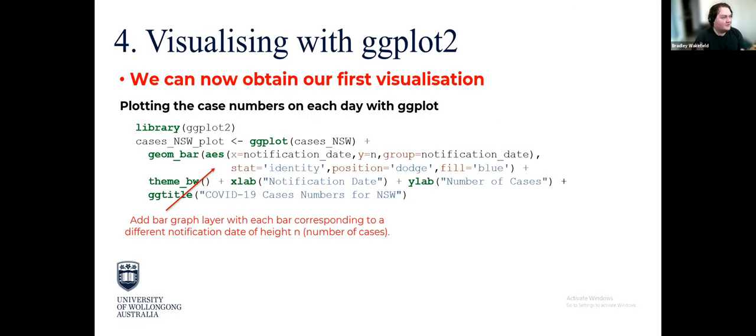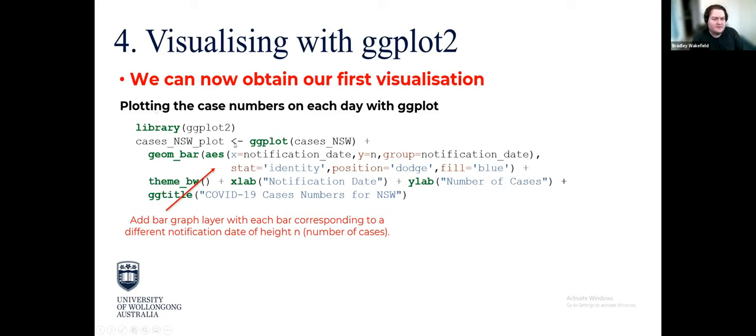So we've now got our data sorted. We can obtain our first visualization. Because I've told it to, I've now got a row for every single date. I've got a non-missing value for each number of cases for each of those days. And so I can use ggplot to produce an image of how many cases we saw. And I'm just going to use a bar graph to do it.